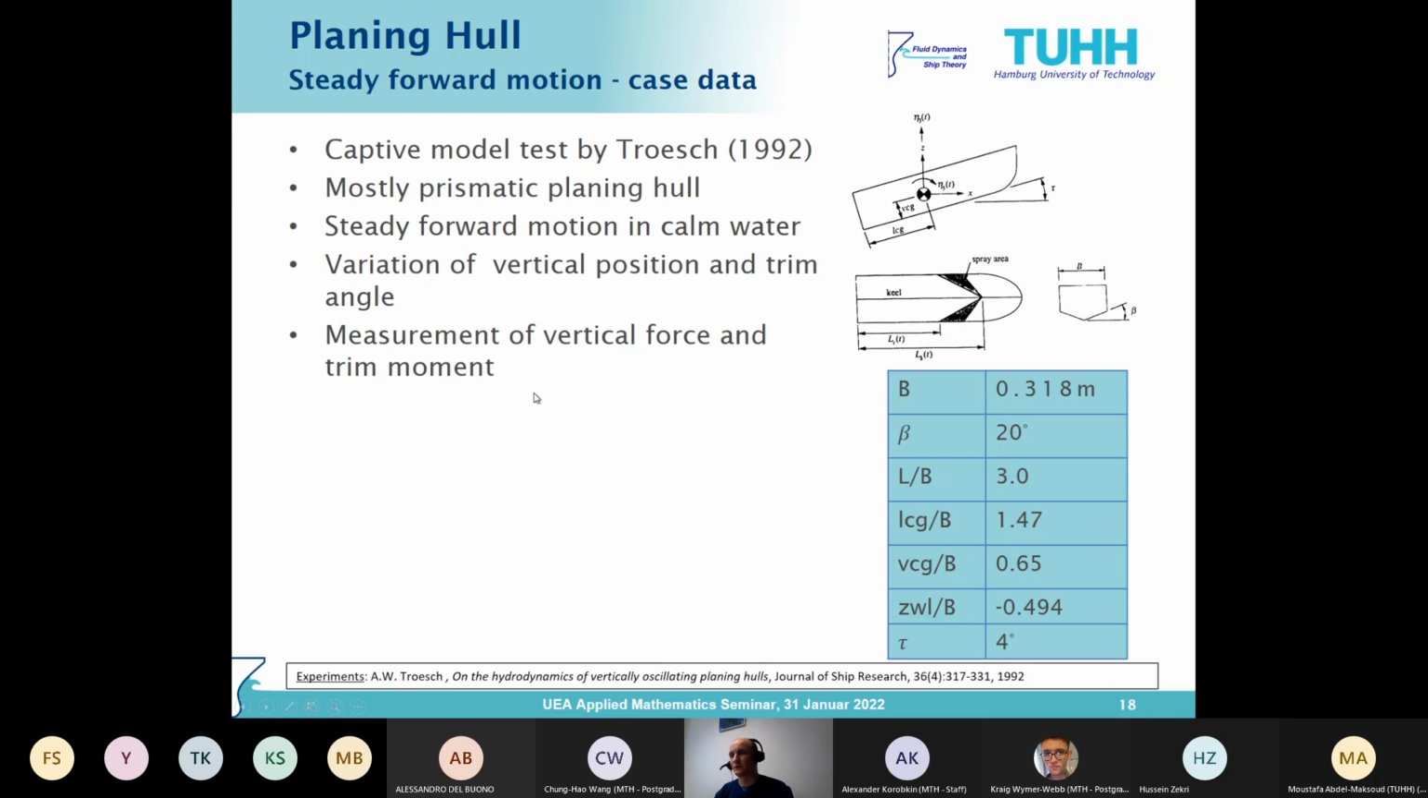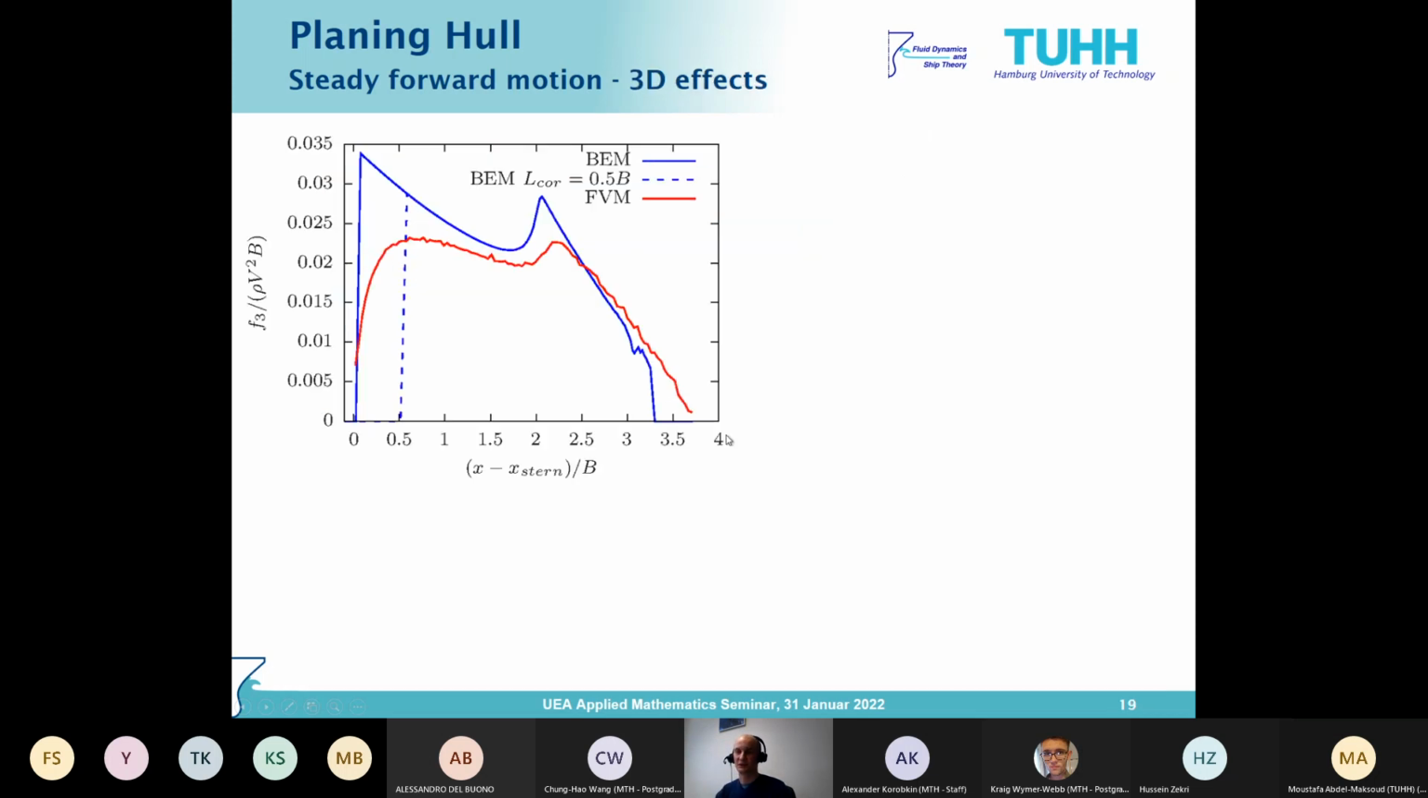So vertical force and trim moment were measured, so those are what we compare. And again, we do simulations with our boundary element method, and also did some with a finite volume method to check for 3D effects of the 2D+t theory. So this is what I would like to show you now.